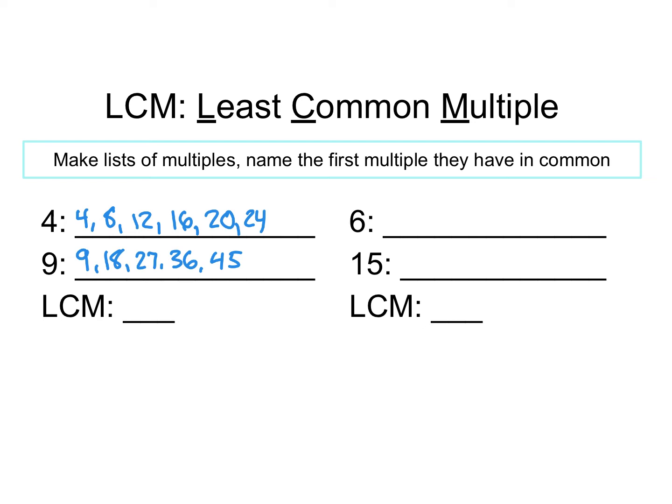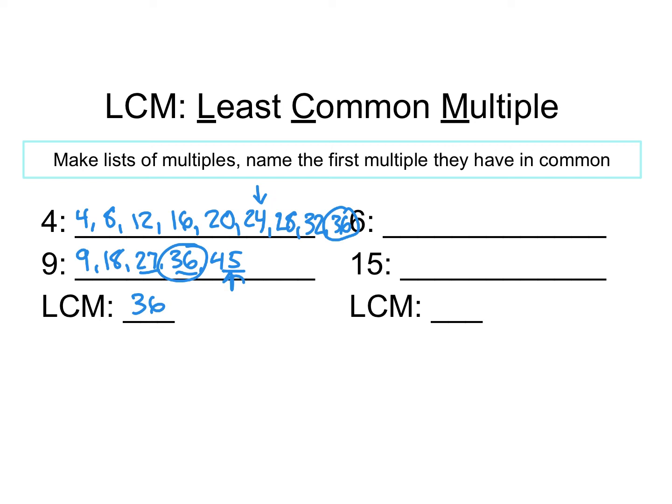So notice that there are no multiples in common, but I'm all the way to 45 here, and I'm only at 24 up here. So I'm going to keep going on my 4s list to see if I can reach one of these numbers that I haven't reached yet. So 24, 28, 32, 36, bing, bing, bing. I found 36. The least common multiple is 36.